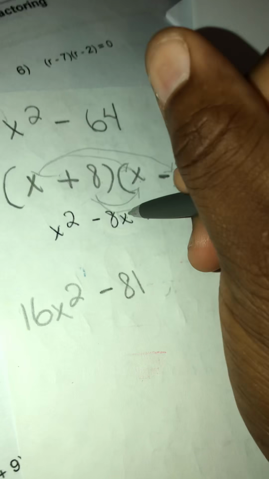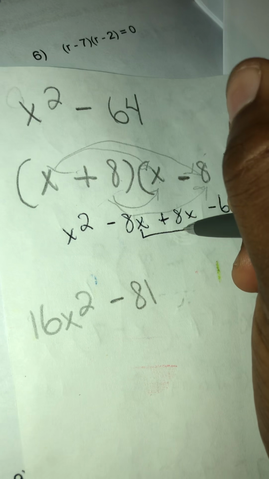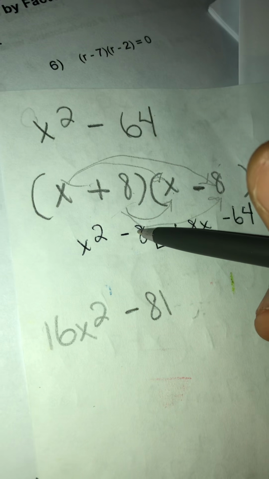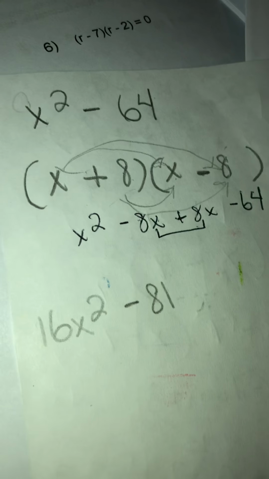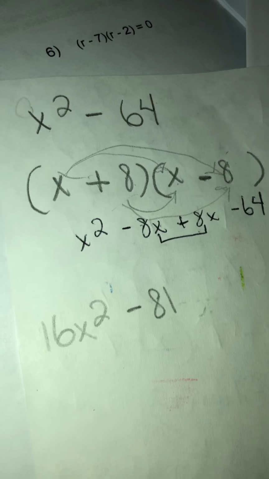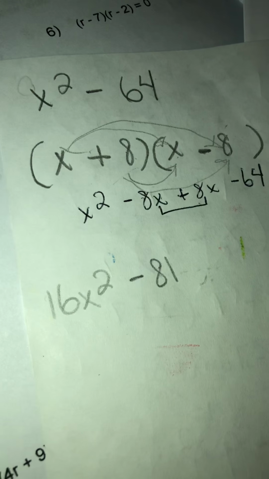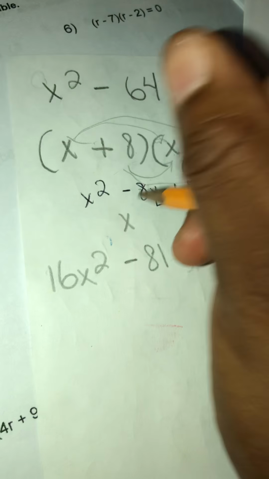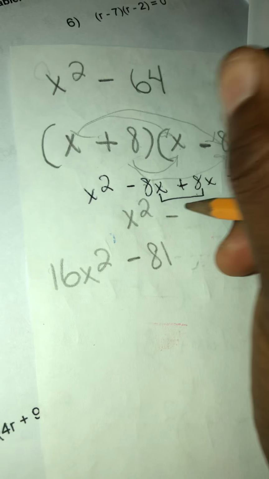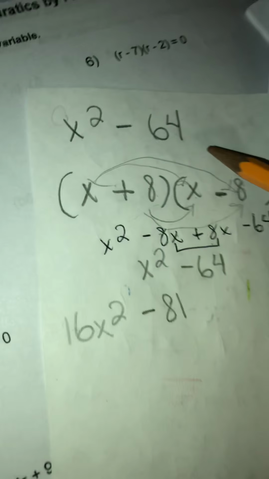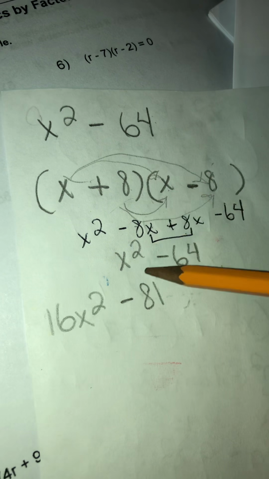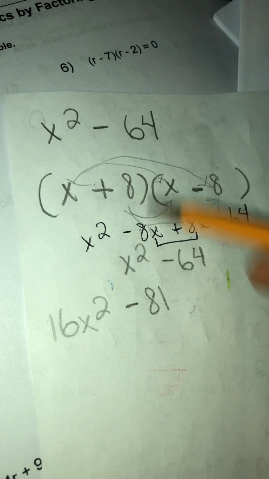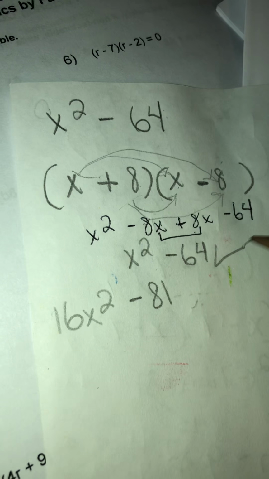Well, I remember that my middle terms are like terms. And so I see that I have a negative 8x and positive 8x. So if I have 8 lions and 8 deers, how many animals do I have left? I have none. So that just means I am left with x to the second power minus 64, which is what I started with. So I am correct.